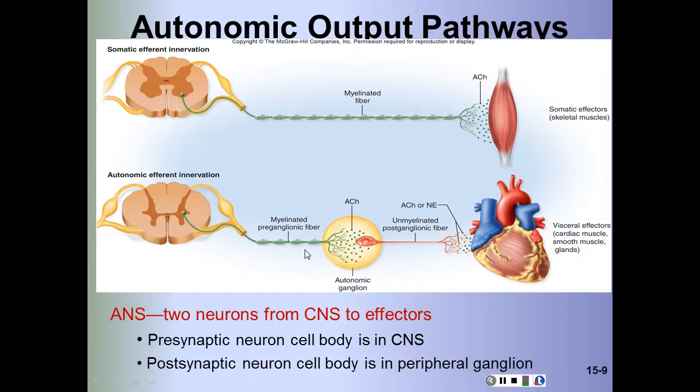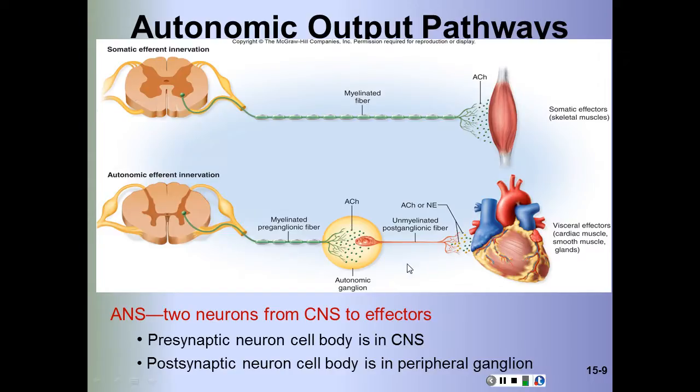And of course, it must cross the synapse where these two neurons are going to meet, and they're going to meet in the autonomic ganglion. So the first neuron, the preganglion neuron, has a soma in the brainstem or the spinal cord and an axon that terminates in the ganglia. So here the axon is going to terminate right here in the ganglia.